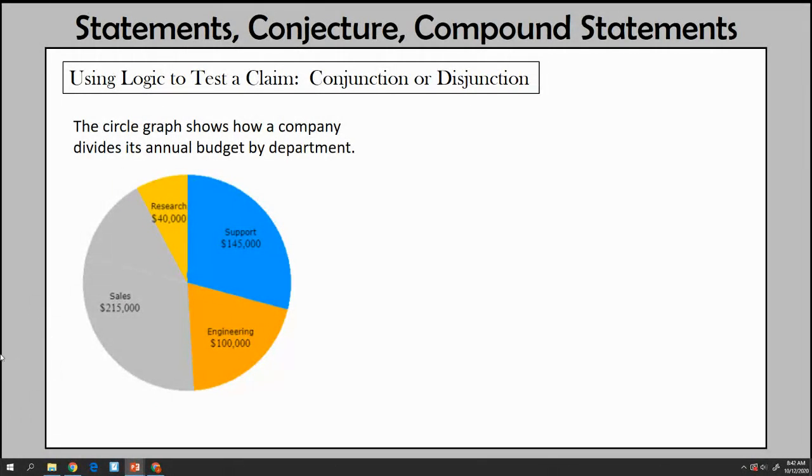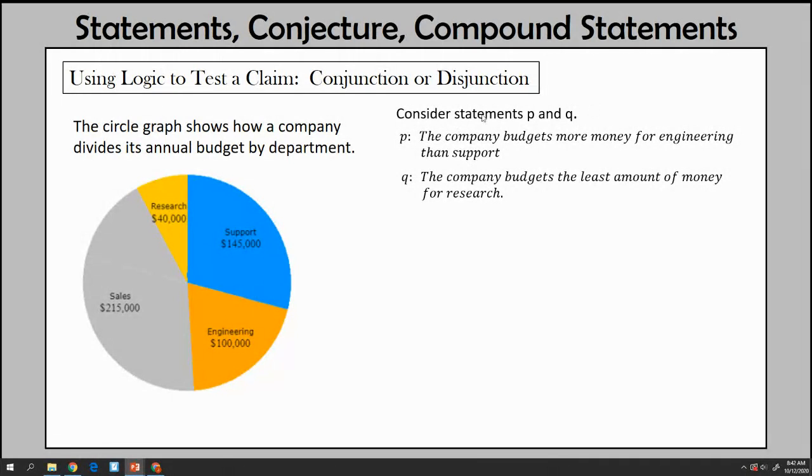Last of all, kind of using our counterexample concepts, and well, actually no, we're just using our symbolism concepts to apply to a situation. So here's this circle graph, and this circle graph is representing how a company divides up its annual budget. You can see support, research, sales, engineering. It breaks it into this pie chart. It says, let's consider these statements for this pie chart. The company budgets more money for engineering than support. That's a statement because we can go over here and look and see, is that true or false. Statement Q, the company budgets the least amount of money for research. Again, we can look over here and see if it's true or false. We'll do that in a minute.